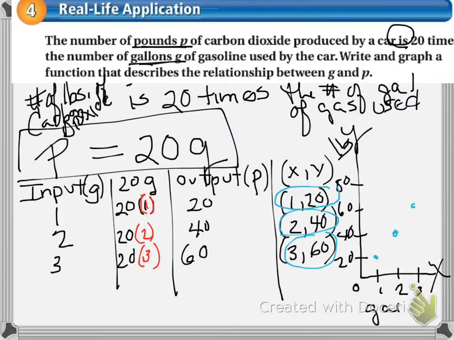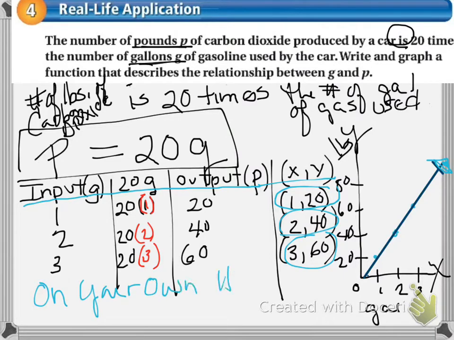So now I get to draw my line again, and I'm going to do it from the origin and right out. And there you go. Remember, we have to put our little arrow. So here we have the equation, P equals 20G. We created an input-output table, and then we also graphed it. So please do, last thing, on your own, number 8, and we'll see you tomorrow in class.